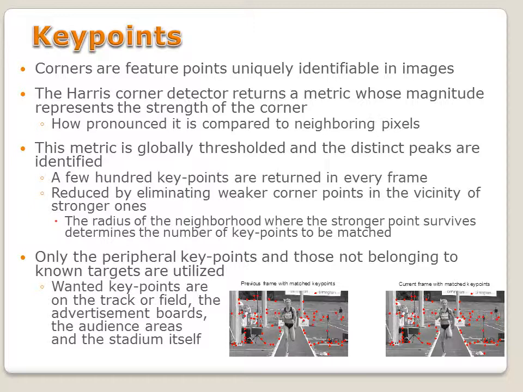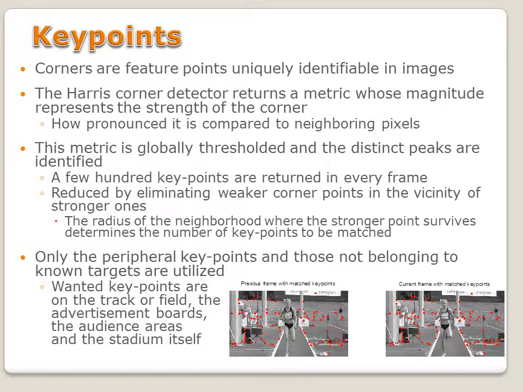The corners are used as feature points because they are uniquely identifiable in images. The Harris corner detector returns a metric whose magnitude represents the strength of a corner. This gives us information on how pronounced the corner is compared to neighboring pixels. This metric is globally thresholded, and the distinct peaks are identified. We have a few hundred key points originally returned by the Harris corner detector.